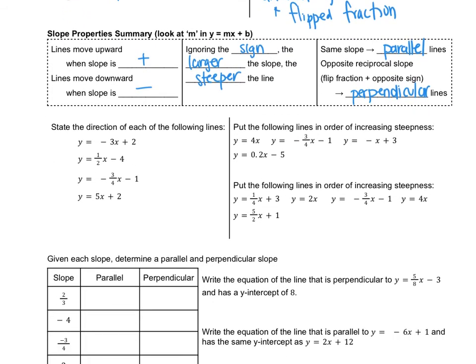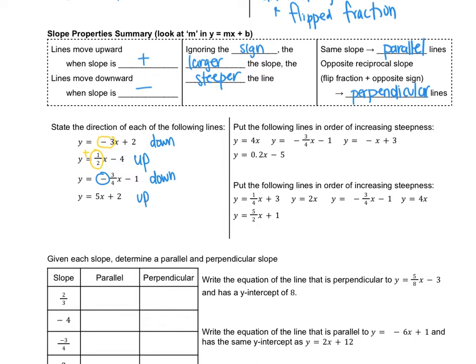So in number one, we're going to state the direction of each of the following lines, just up or down. So my first slope is -3. It's negative, so it means the line must go down. The next one is +1/2. Positive means we're going up. Fill in the next two, pause the video, then come back. All right, so the next one, we have a negative slope, so it's down. And the last one, it's a positive in front, so it is up.